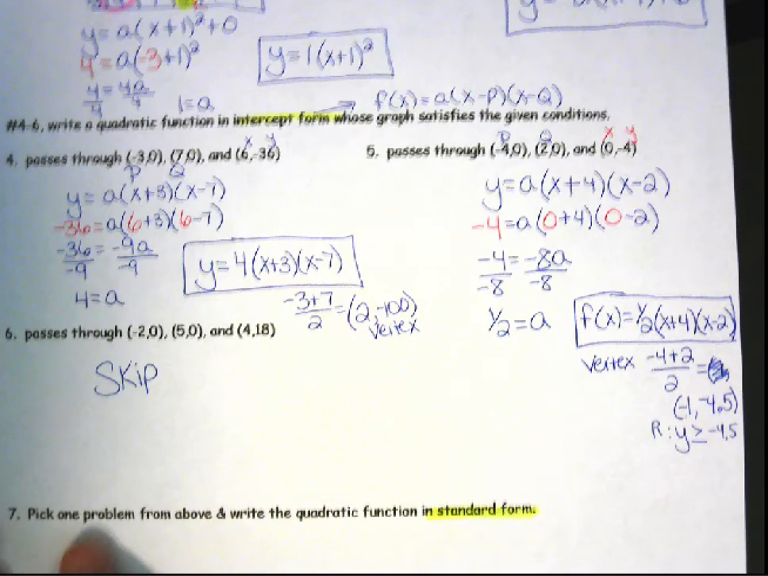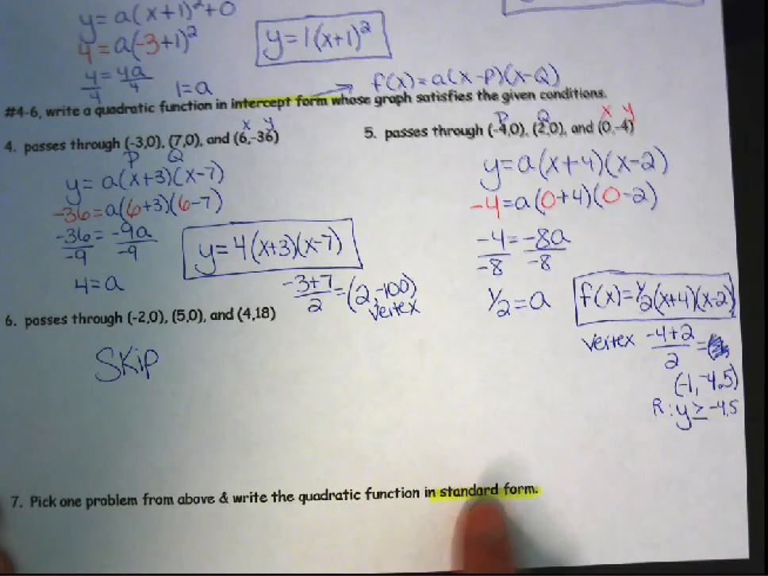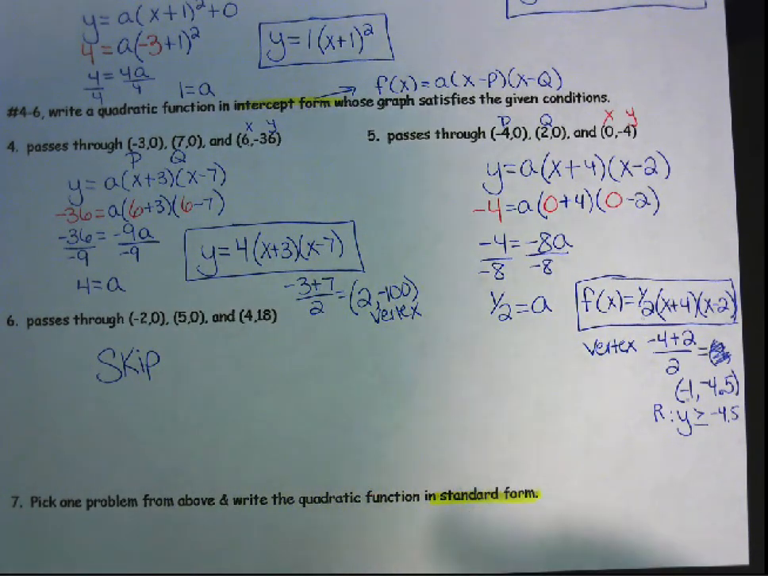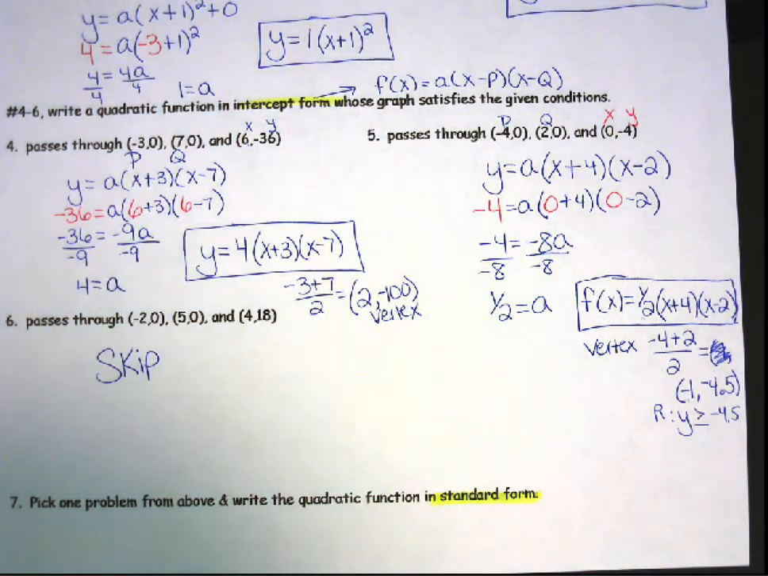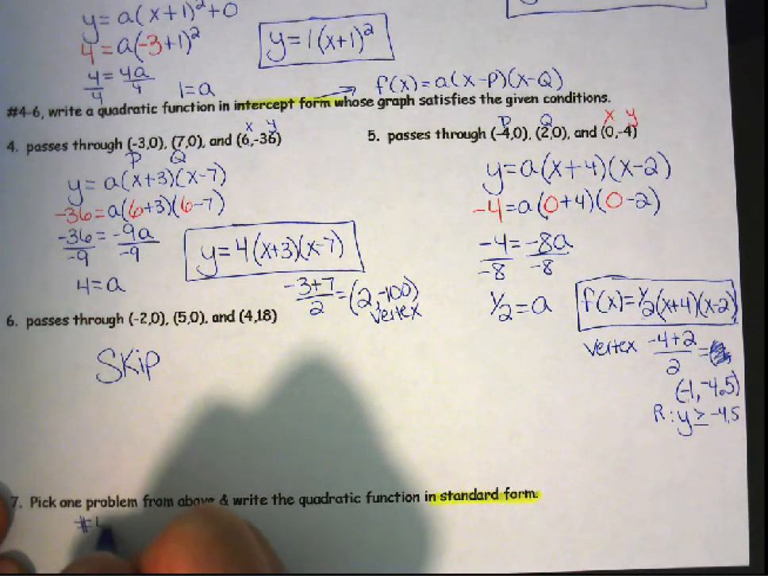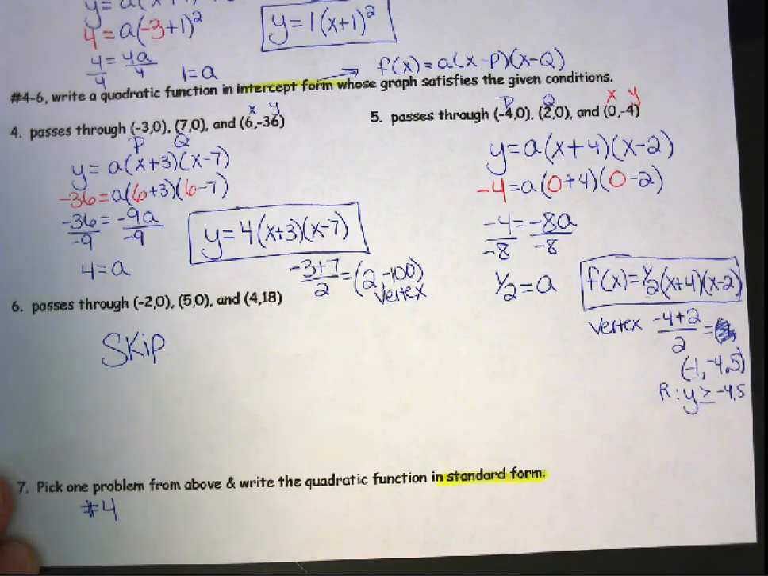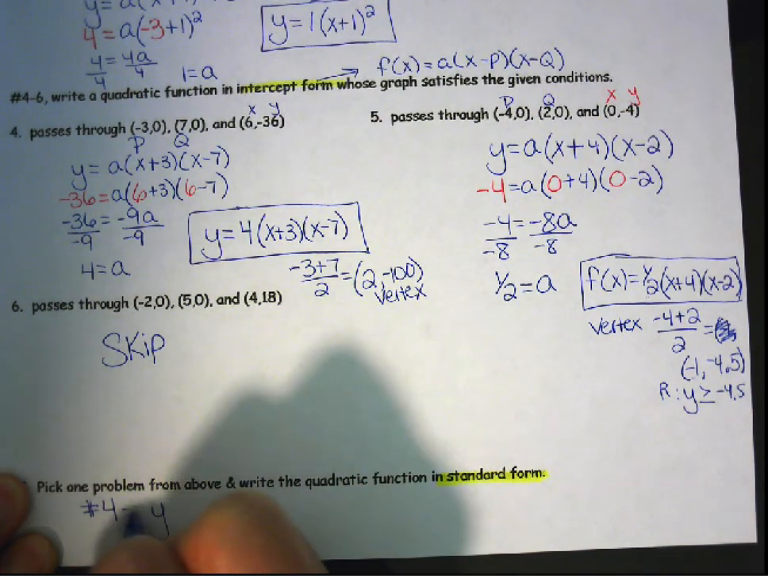Now, number 7 down here, it says pick one problem from above and write it in standard form. So if I was there with you, I would ask you, which one do you want me to pick? 1, 2, 4, 5, which one do you want me to pick? So how about I'll pick number 4. In number 4, here's my equation. Okay, so I'm just going to recopy it.